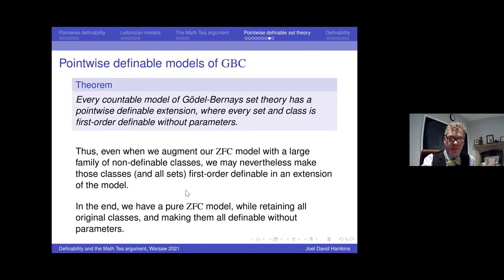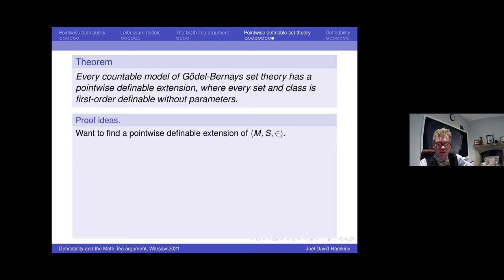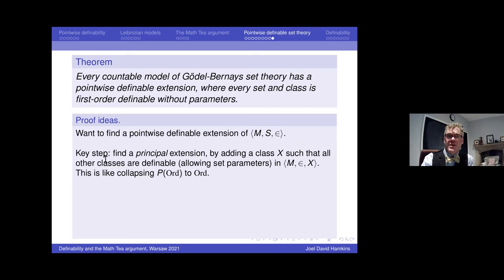Okay, so we want to make this extension where every set and class is definable. The idea is we start with the GBC model, and then the key first step, which is what makes this more difficult than the ZFC case, is that we turn it into a principal extension. So this is a GBC model that has a class from which all the other classes are definable.